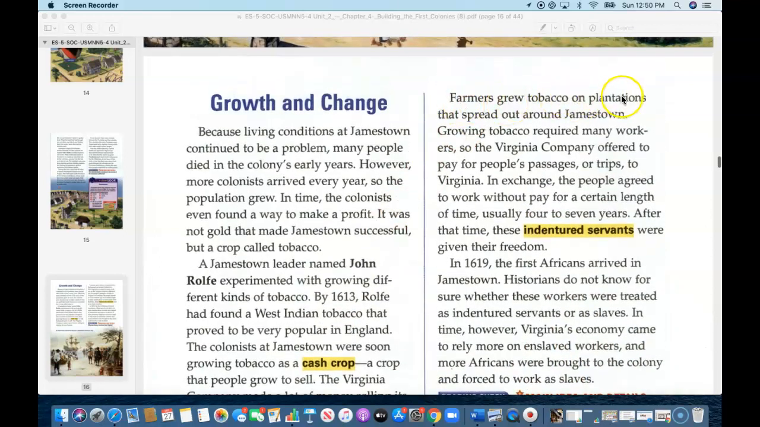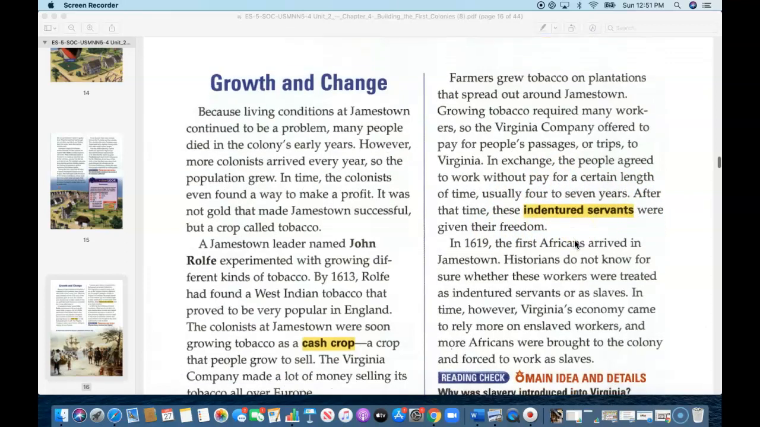Farmers grew tobacco on plantations that spread out around Jamestown. Growing tobacco required many workers, so the Virginia Company offered to pay for people's passages, or trips, to Virginia. In exchange, the people agreed to work without pay for a certain length of time, usually 4 to 7 years. After that time, these indentured servants, the people who agreed to work for a certain period of time, were given their freedom.